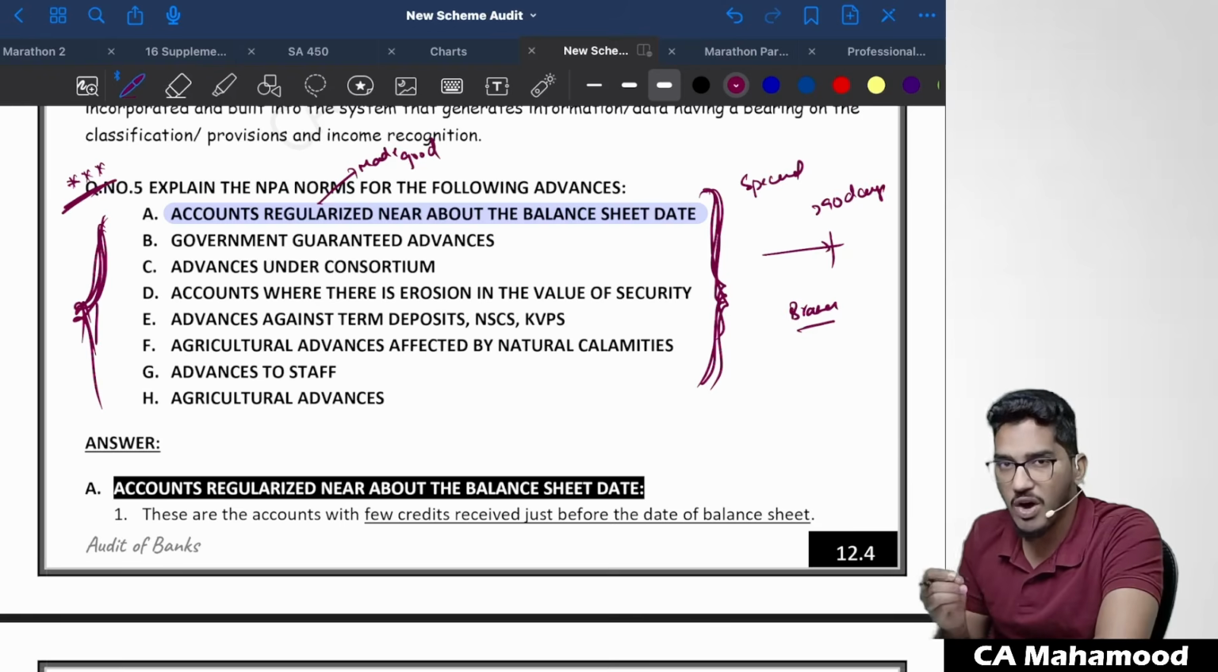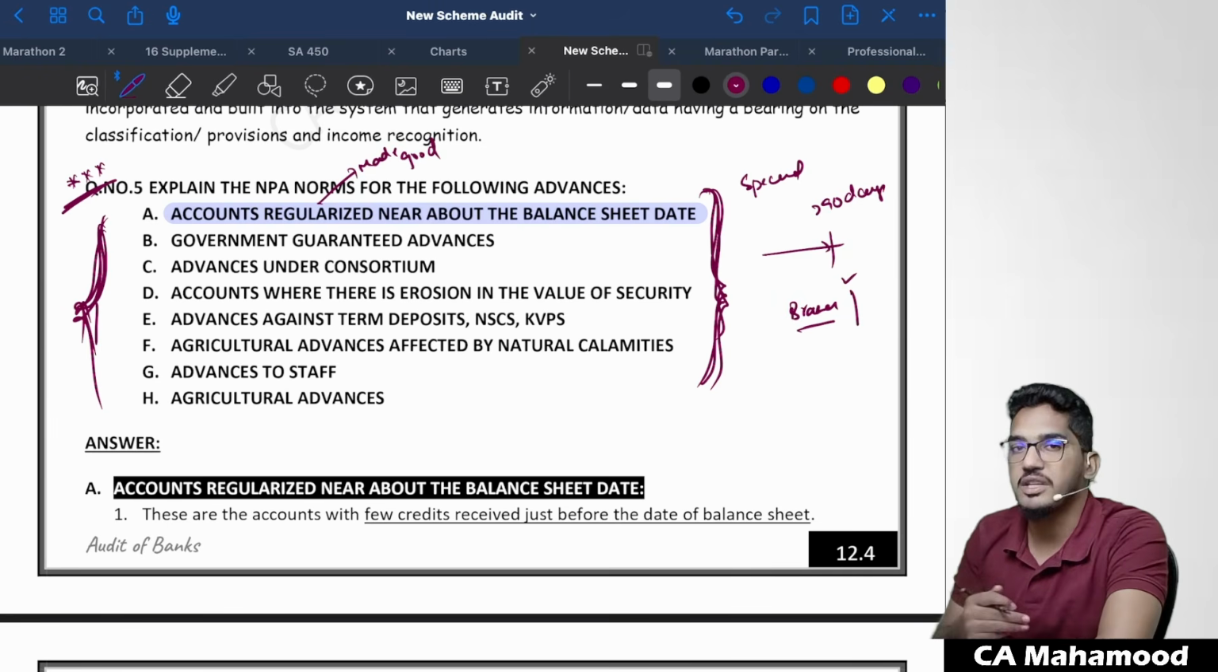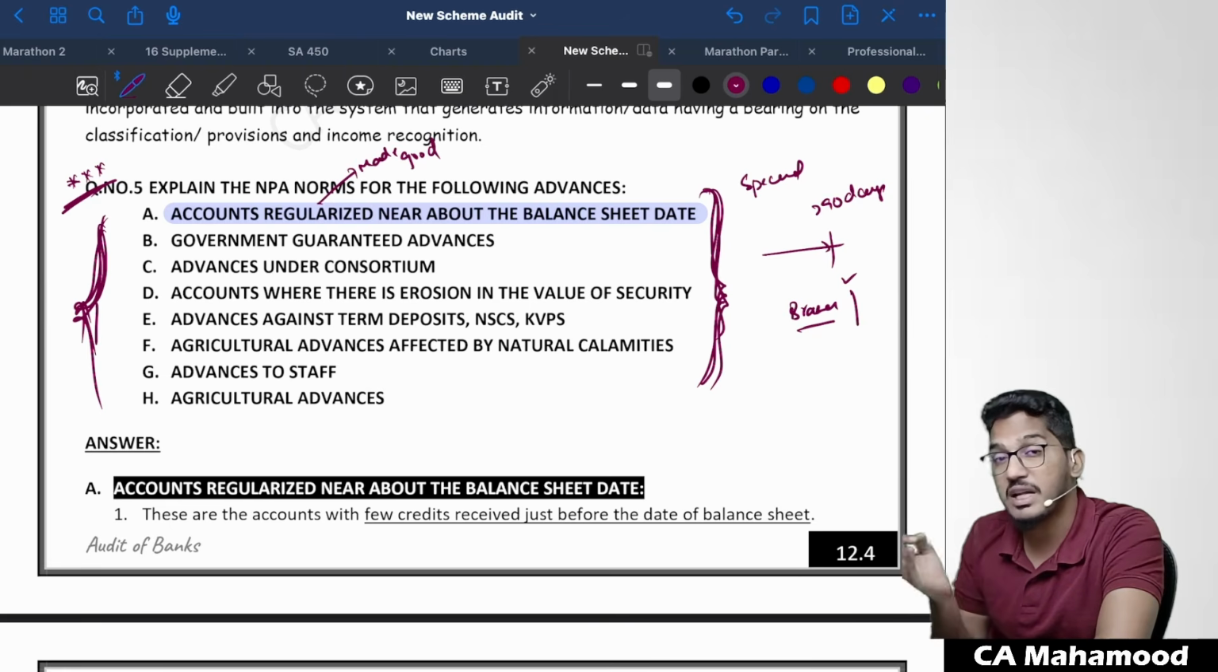In order to avoid classification of that account as NPA, an account will remain overdue, but close to the balance sheet date, they will try to record fake credit entries. They will record as if the payment has been received. In the last 5 days of the financial year, they will record a payment entry. But actually the customer will not pay, the bank staff will do it.